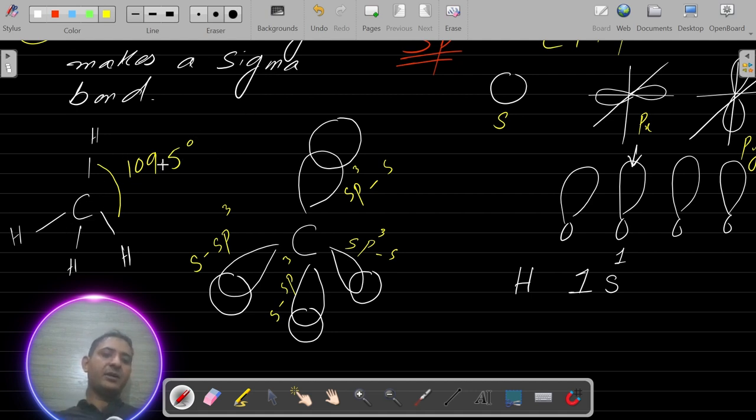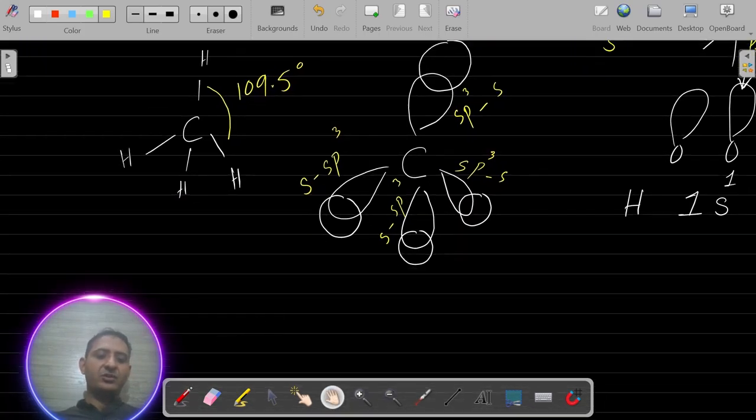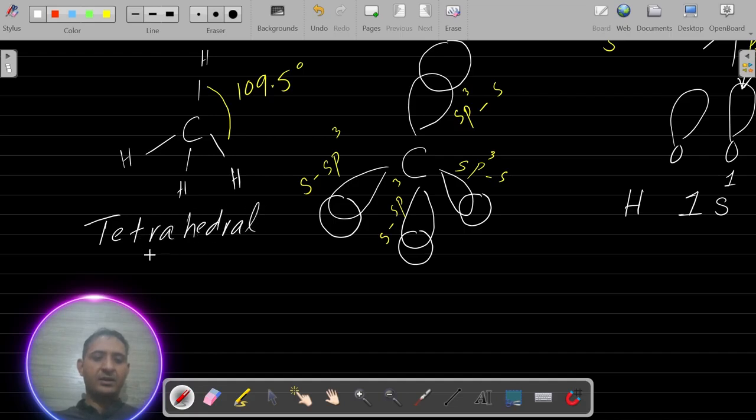The bond angle in sp3 hybridization is 109.5, and what's the geometry? If we talk about the geometry or shape of the molecule, it is tetrahedral in shape. Tetra means four, hedral means corners. Tetrahedral. Here we have tetrahedral in shape.